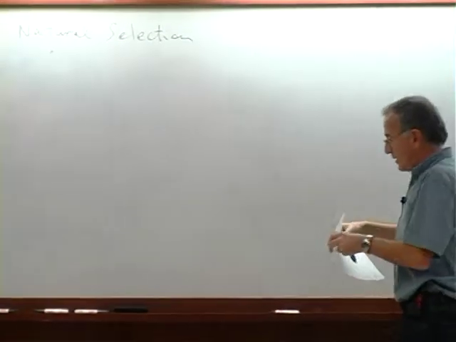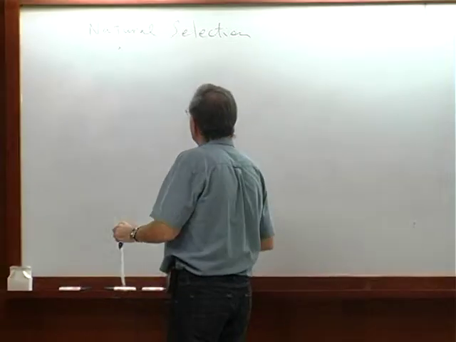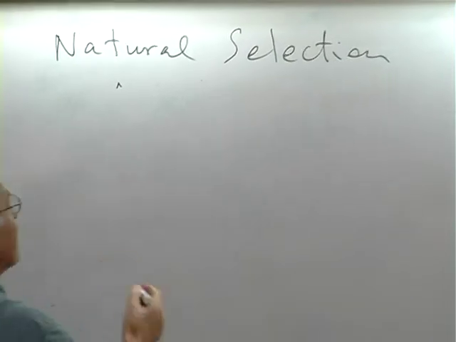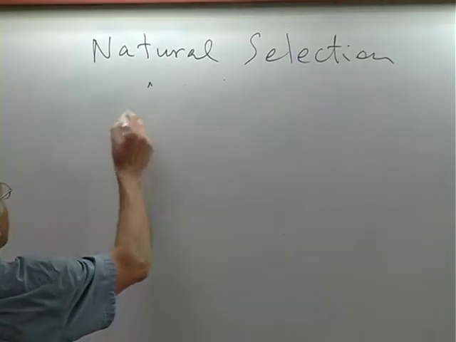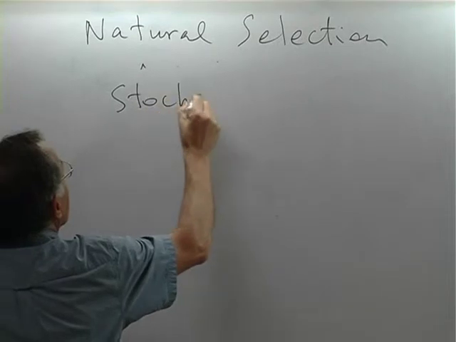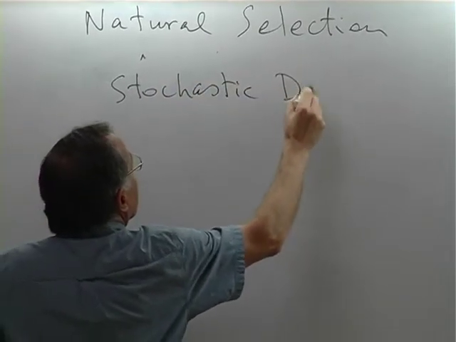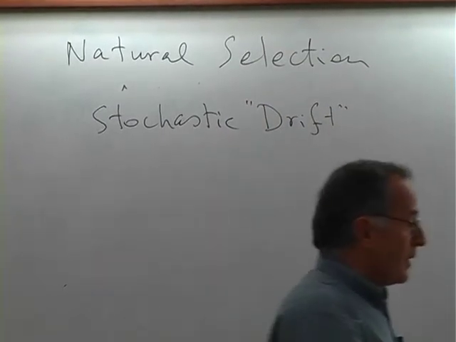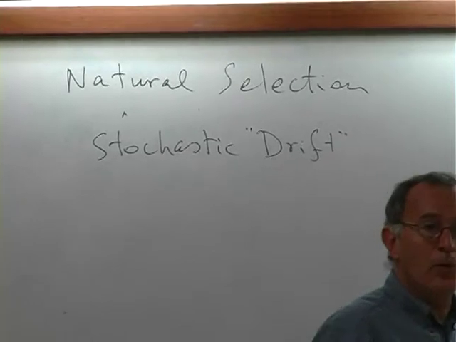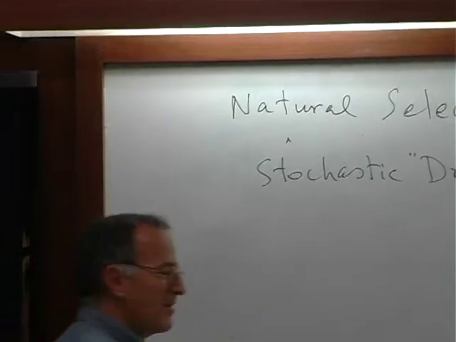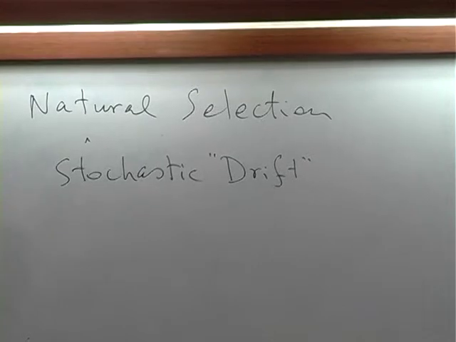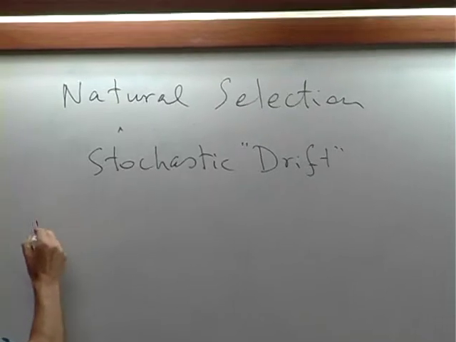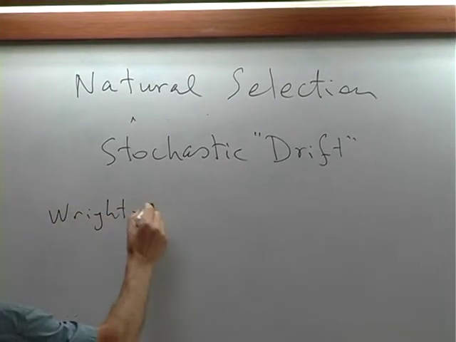So in population genetics, stochastic effects are called genetic drift, or, well, let's call it stochastic drift. So the easiest way of introducing this, well, actually maybe it's not the easiest, but the historical way of introducing this is in the context of the Wright-Fisher model.